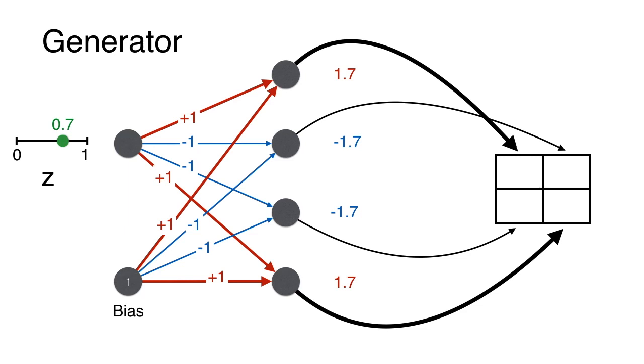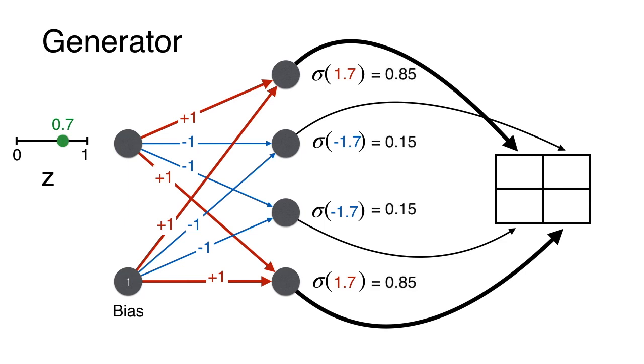Now those are just the scores. We need to apply sigmoid to find the probabilities. So we apply sigmoid and we get 0.85, 0.15, 0.15, and 0.85. Those are the values that will go in our pixels. And notice that our image looks like a diagonal, which is how we define our faces.